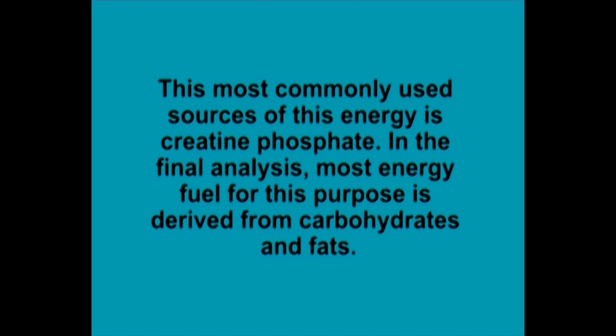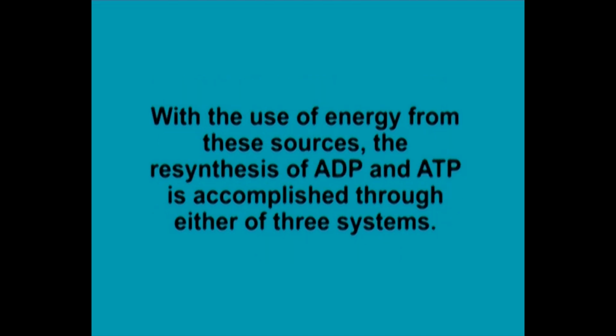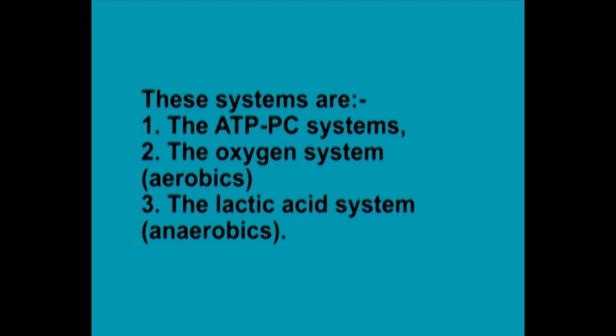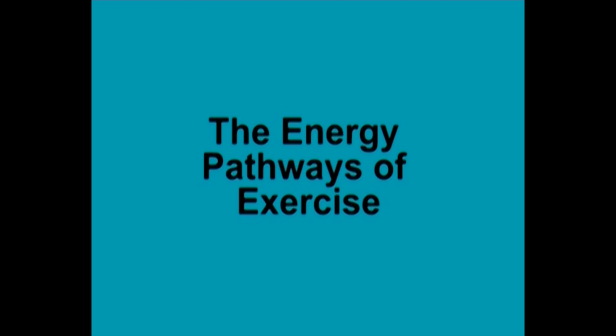In the final analysis, most energy fuel for this purpose is derived from carbohydrates and fats. With the use of energy from these sources, the resynthesis of ADP to ATP is accomplished through any of three systems. These systems are the ATP-PC system, the oxygen system, that is aerobic, and the lactic acid system, that is anaerobic. Ultimately, oxygen is needed for the release of all energy sources. The energy pathways of exercise.